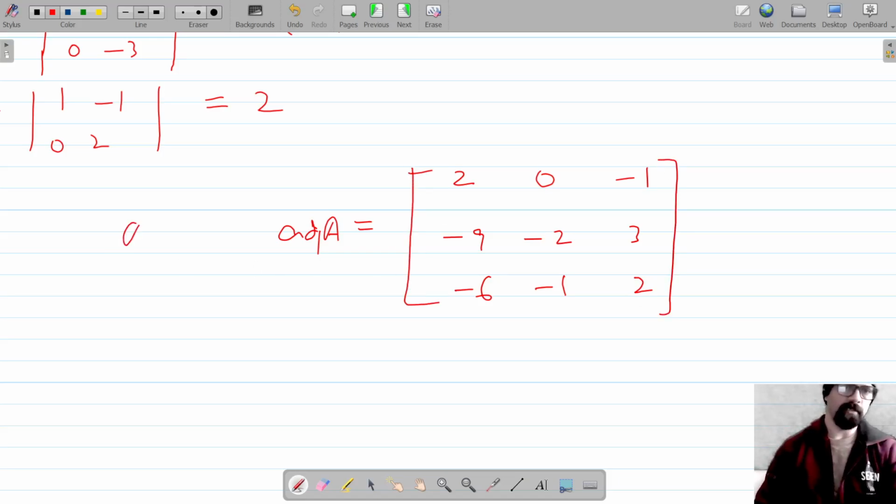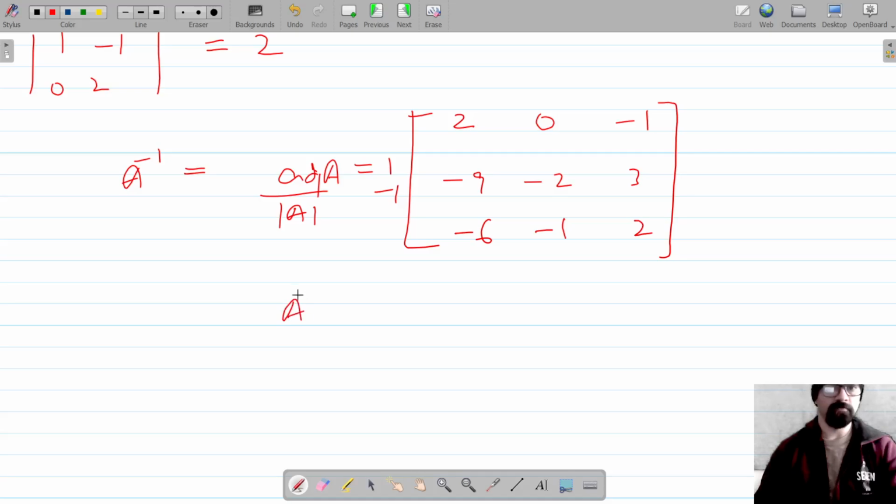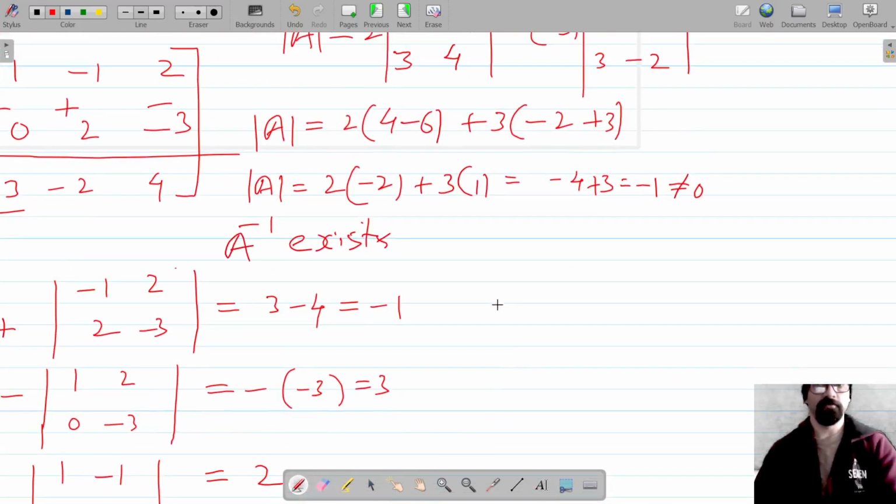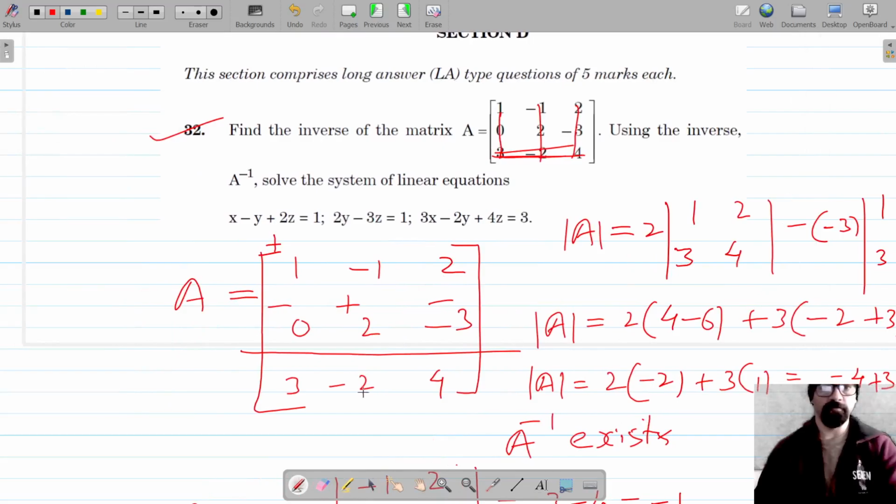And we have to find A inverse. A inverse is adjoint A divided by the determinant, negative 1, which gives A inverse as [-2, 0, 1; 9, 2, -3; 6, 1, -2]. Now let's use this A inverse to solve this system of equations.